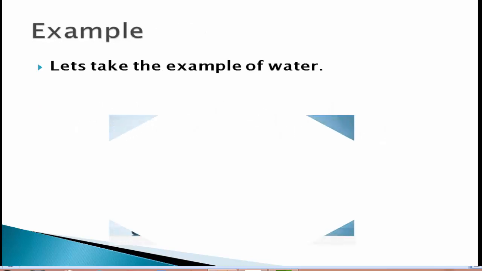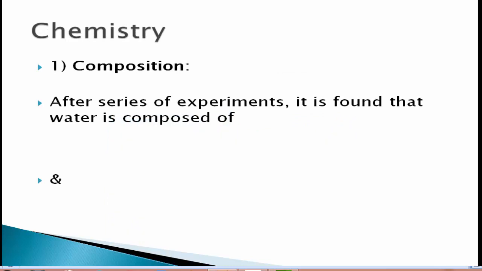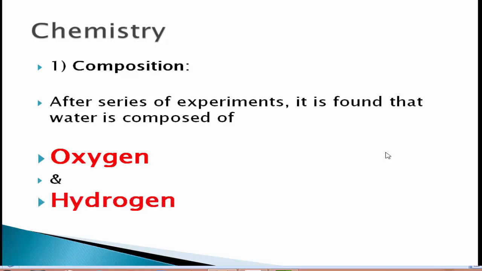Let's take the example of water. The first component of the definition was composition. After a series of experiments, it is found that water is composed of oxygen and hydrogen. That is the composition of water.